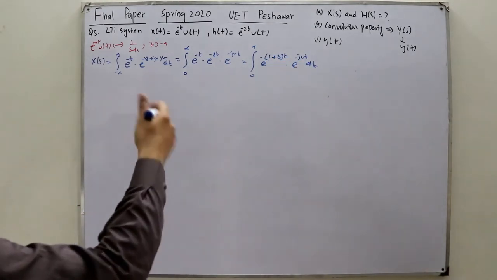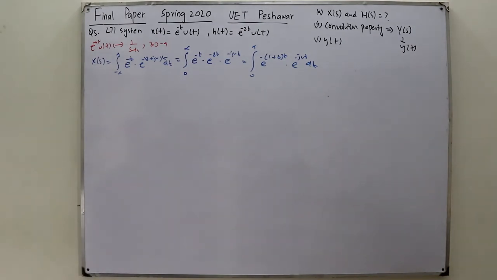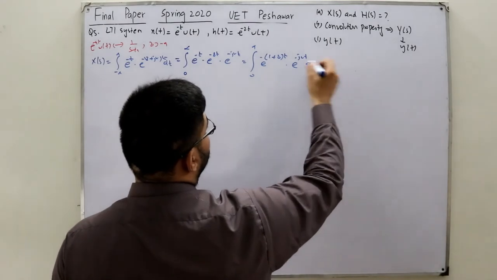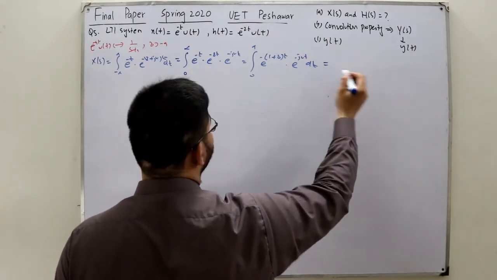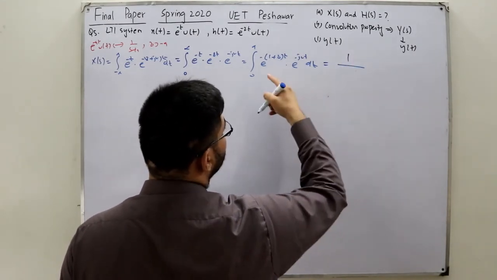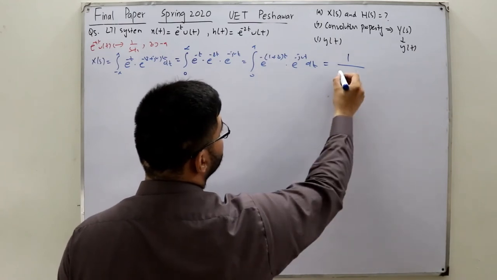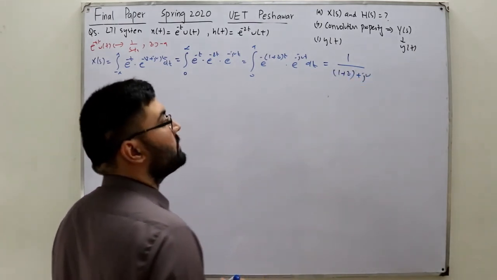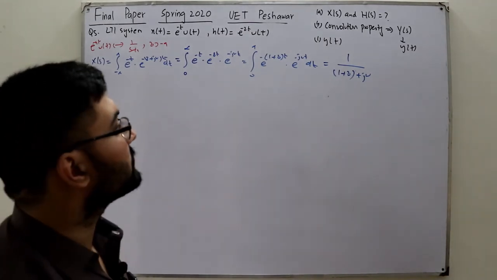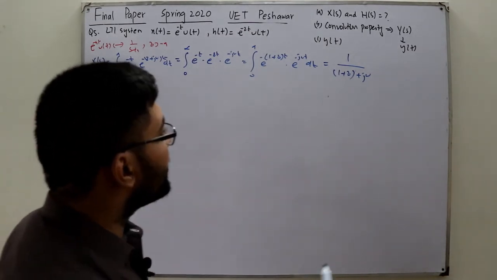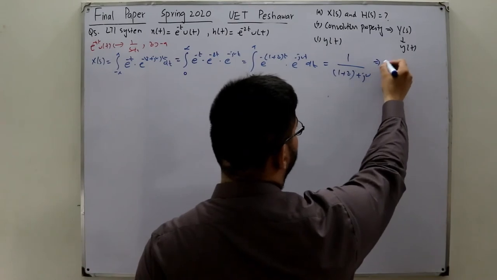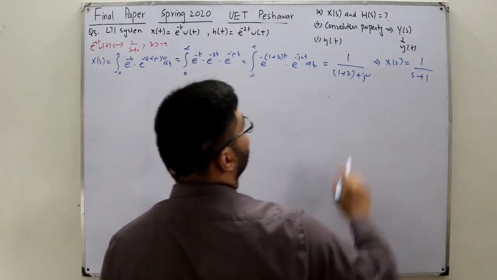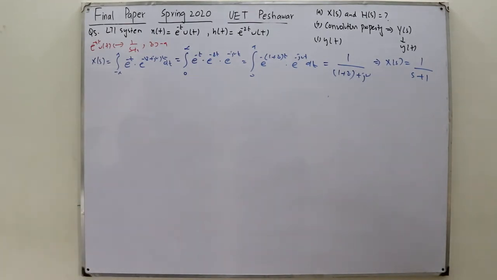Now you know the corresponding Fourier transform for this. The corresponding Fourier transform for this would be what? You could write it directly. You would have 1 over 1 plus sigma plus j omega. And you know very well that sigma plus j omega is equal to s. So which means that I've got my corresponding x of s, which is equal to 1 over s plus 1. Right, so this was the proof.